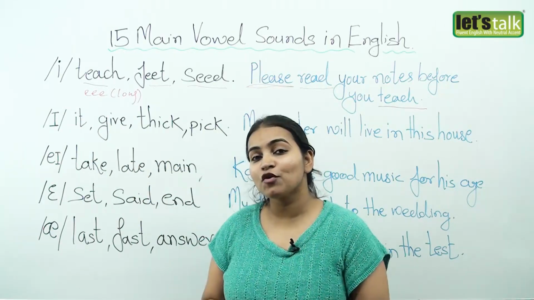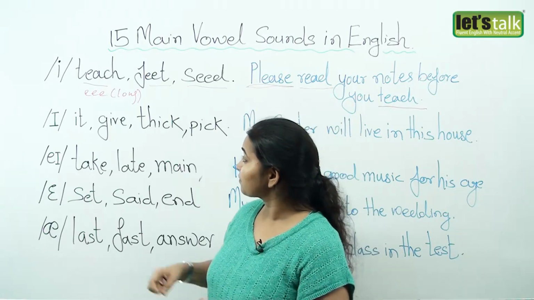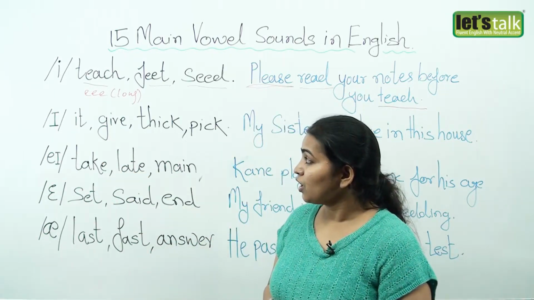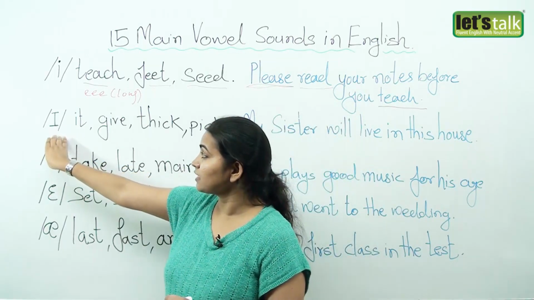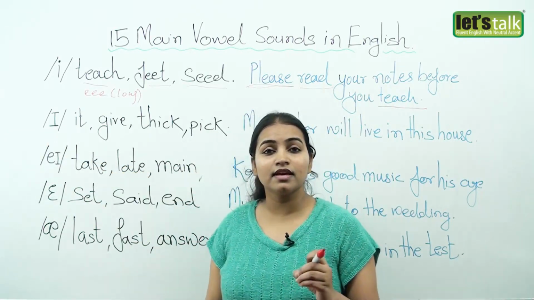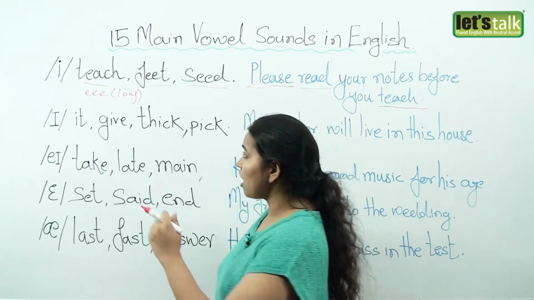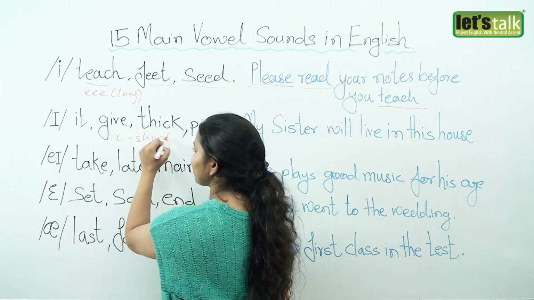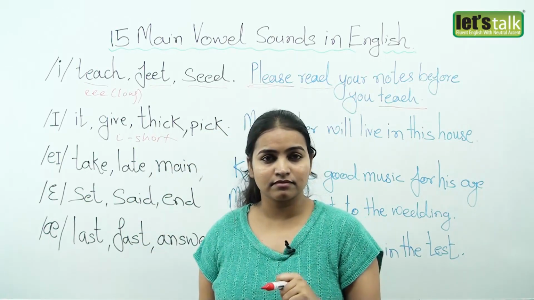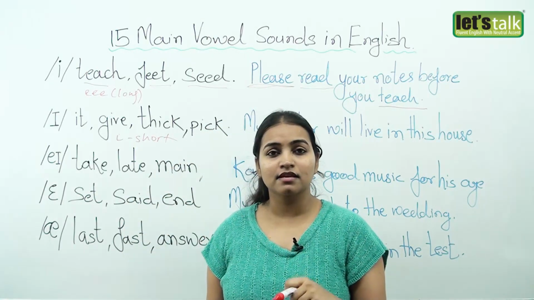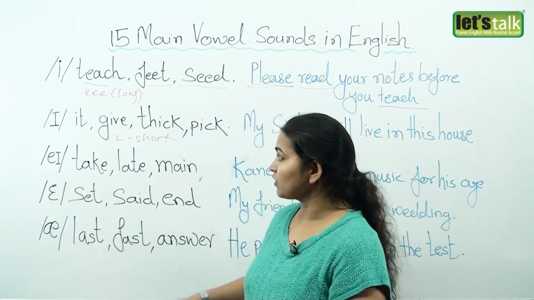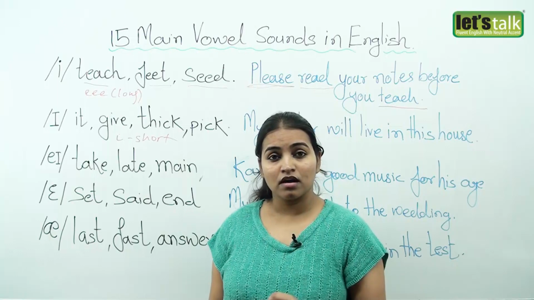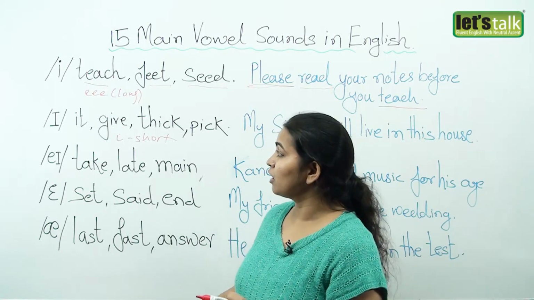Okay, let's move on to the next word, which is it. Now, this symbol signifies the I sound. So it is the I sound, but it is a short I sound. So it's not eat, it's it. Can we do that again? It is it. So I have an it. I don't have an eat.